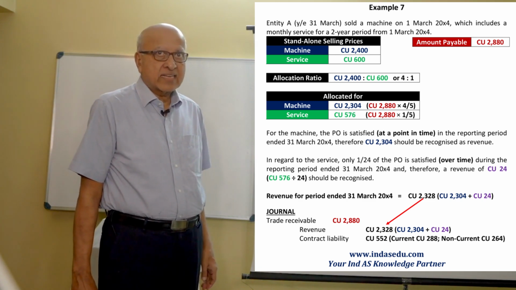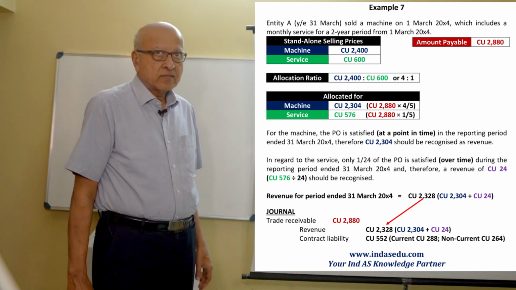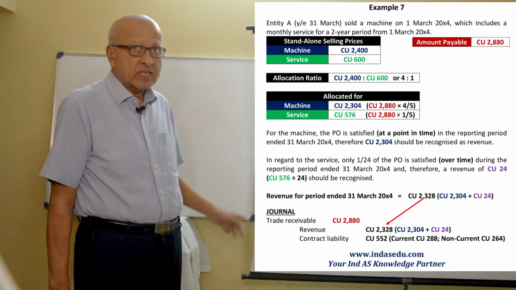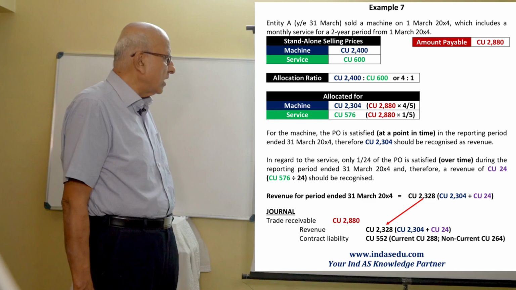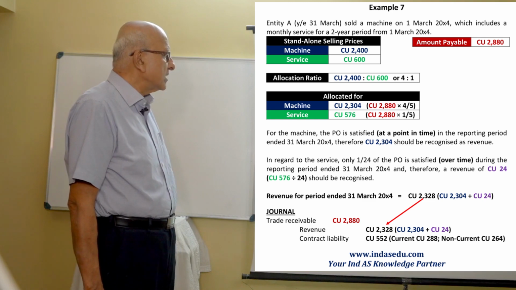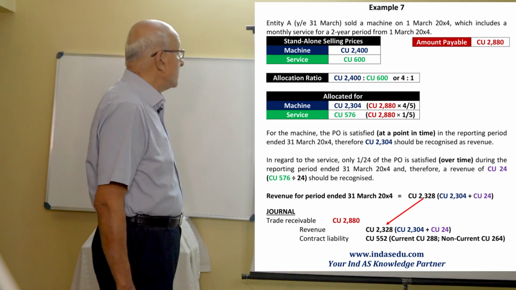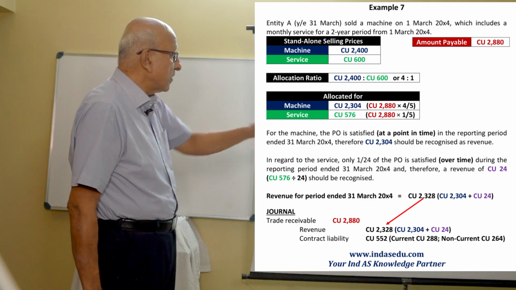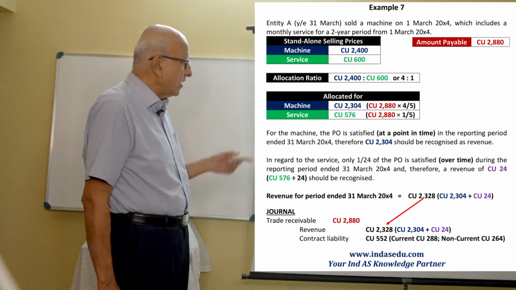To make the asset work freely and with accuracy, a service has to be provided. In regard to the service, only 1/24 of the performance obligation is satisfied over time during the period ended 31st March. That means 1st March to 31st March, only for 1 month. Servicing period is 24 months.